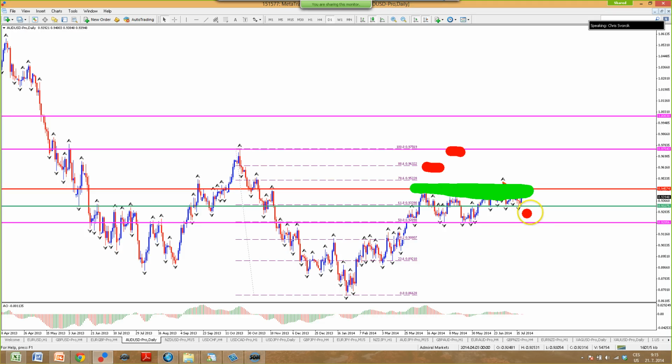A break below support, below 93.20, we could see a fall down to the support level here at 92. And then eventually, if we do break below 92, maybe we see a bigger fall then. So those are the key levels to the up and downside.